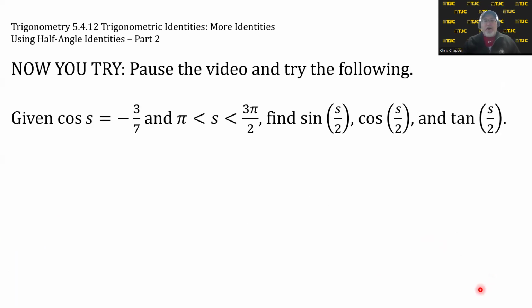Now you try. Pause the video and try the following. Given cosine of s equals negative 3/7, and pi is less than s is less than 3 pi over 2. Think about what quadrant we're in. Find sine of s over 2, cosine of s over 2, and tangent of s over 2. Pause the video, give it a try.